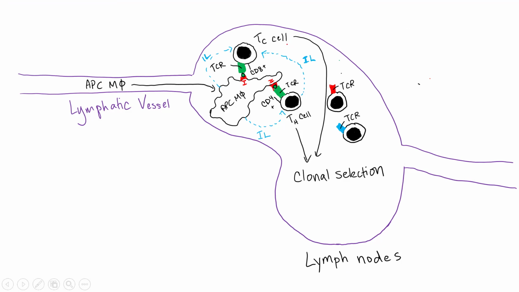So once that particular cytotoxic T cell and helper T cell are located, we get the clonal selection process. And what that means is that first we get selection of the correct lymphocyte, and then the lymphocytes, the TC and the TH lymphocytes, will clone themselves. Basically, they're going to go through a very rapid mitosis process to make millions of copies of themselves.